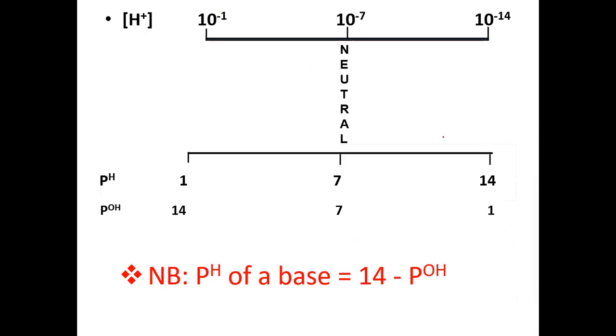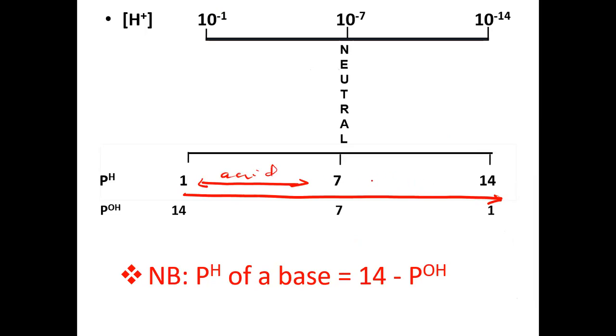So this is the pH scale, and we can see from here that it ranges from 7 to 14. So anything in this range is in the acidic region, acid, and then anything in this range is in the basic region.